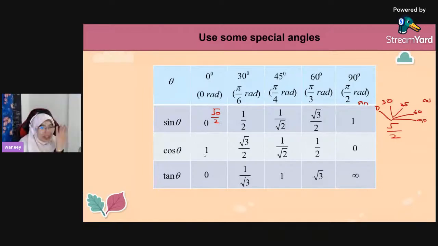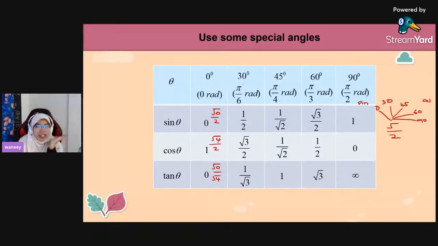Okay. So now, let's say you are using this for cos, right? So it will be root 4 over 2. So root 4 is actually 2. So 2 over 2 will become 1. And then how to get tangent? Tangent is actually sine over cos. So you can get 0 over 4. Root 0 over root 4. So they will become 0.